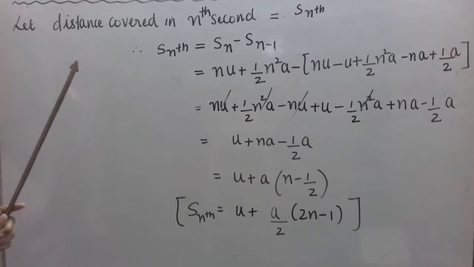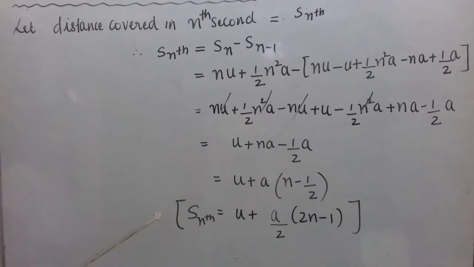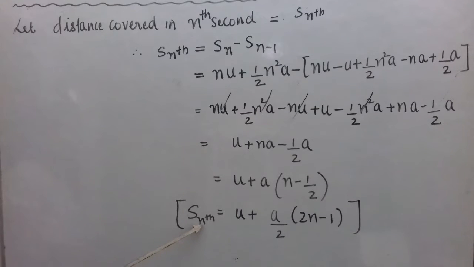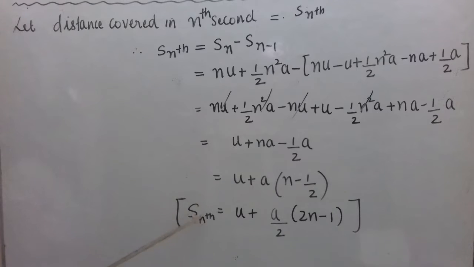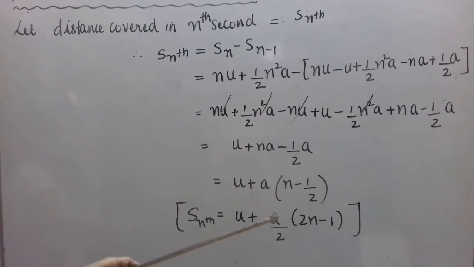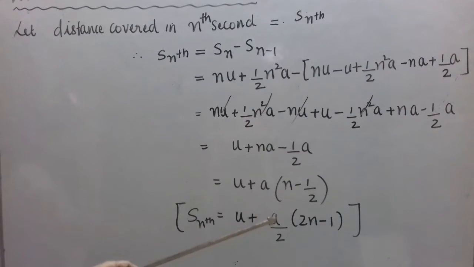So students, no need to learn the derivation by heart, just remember this formula which can be very useful for your other exams. Not your board exams but for your other exams. S nth, distance covered in nth second, is u plus a by 2 in the bracket 2n minus 1.